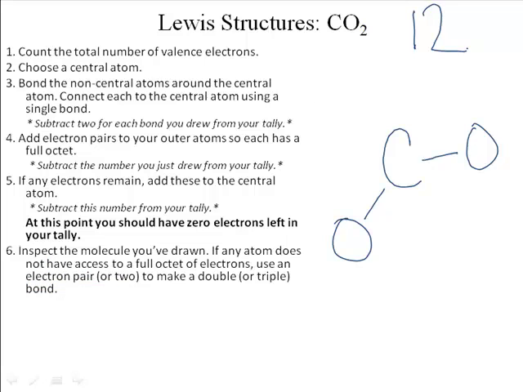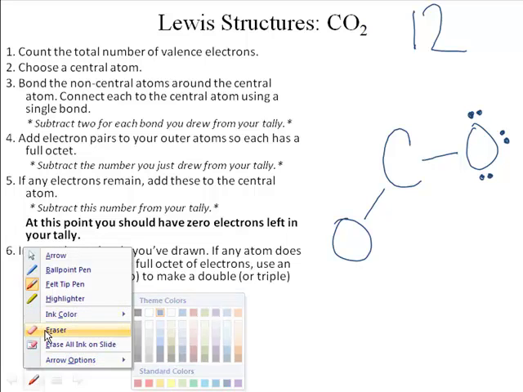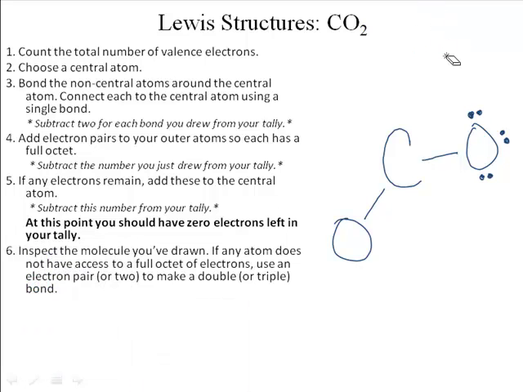On step 4, now I get to add electron pairs to my outer atoms. We'll go to this oxygen first. When I go to this oxygen, it currently has access to 2 electrons. It needs a total of 8, so I'm going to draw 6 electrons onto it to give it a full octet. So there's my 6 electrons, and as usual, when I draw something, I need to make sure to adjust my tally. So 12 minus those 6 electrons gives me a tally now of 6.